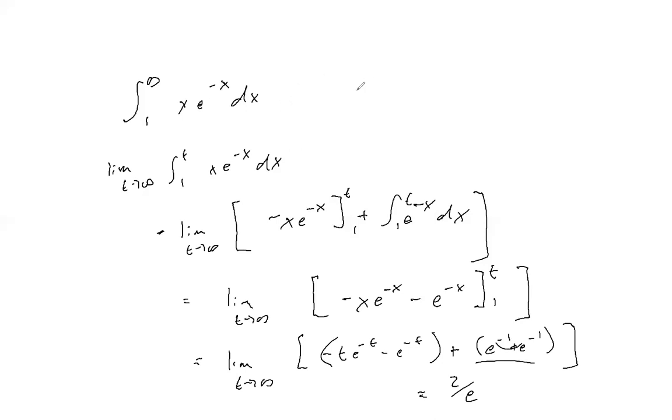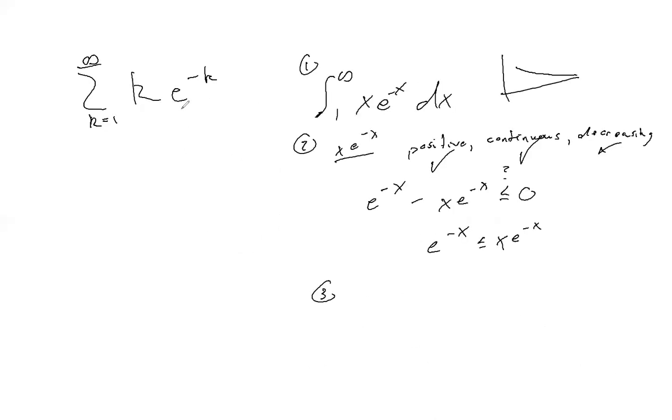My improper integral is convergent, okay? So what does my integral test tell me about my original series? It tells me my series should also be convergent. So my original series, k e to the negative k, should be convergent. Again, this doesn't tell us anything about the sum, but we do know it's going to be a convergent series.